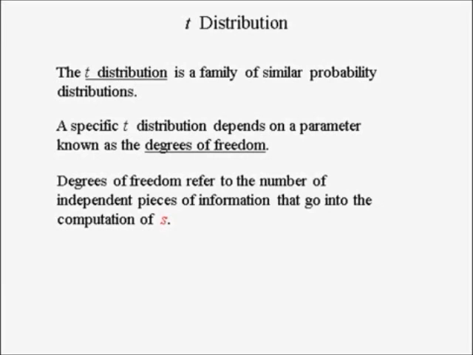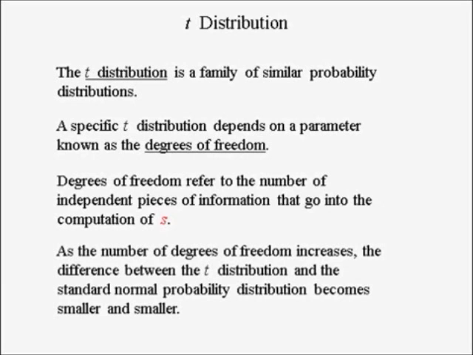However, since the standard deviation, S, is computed with sample mean x bar instead of population mean, mu, we divide the sum of squared deviations by n minus 1. So the degrees of freedom are n minus 1. As the degrees of freedom increases, because larger and larger samples are being used, the difference between the t distribution and the standard normal distribution becomes smaller and smaller.